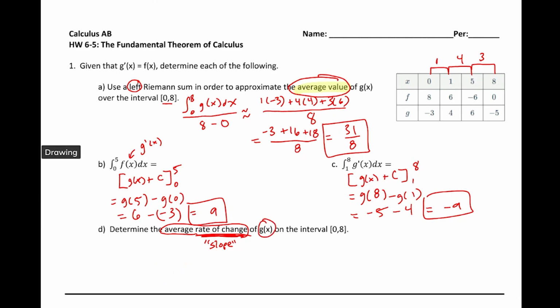But we're going to think about it a little bit differently. Since we're talking about g of x, we're going to have g of 8, which is like our y2, minus g of 0, which is our y1, over 8 minus 0, or x2 minus x1. From the table, we can determine that g of 8 is negative 5 and g of 0 is negative 3, so we'll have negative 5 minus negative 3, which is the same as negative 5 plus 3, over 8. Negative 5 plus 3 is negative 2, so we get negative 2 over 8, which reduces to negative 1/4.